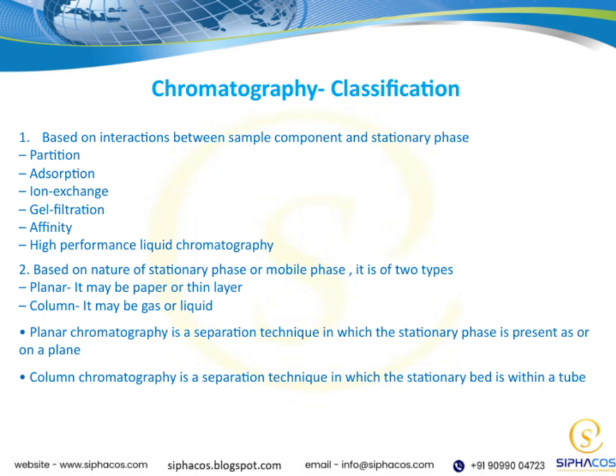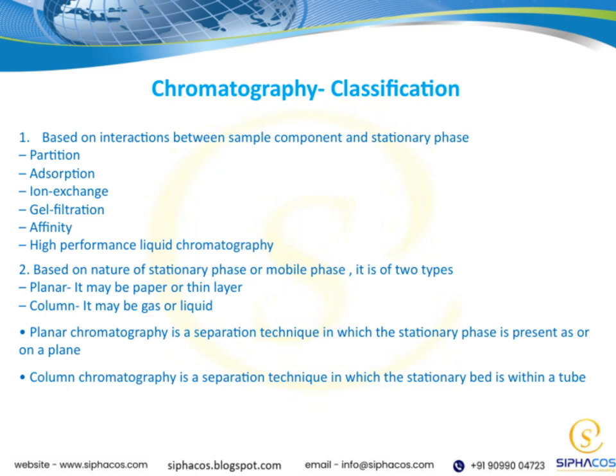Moving on, chromatography can also be classified based on the nature of the stationary or mobile phases. We generally have two main types, planar and column chromatography. Planar chromatography involves a stationary phase that is present as or on a plane. Think of paper or thin layer chromatography plates. It's a simple, flat setup. On the other hand, column chromatography involves a stationary bed inside a tube, which can be either gas or liquid. This setup allows for continuous flow and is often used for larger-scale separations.